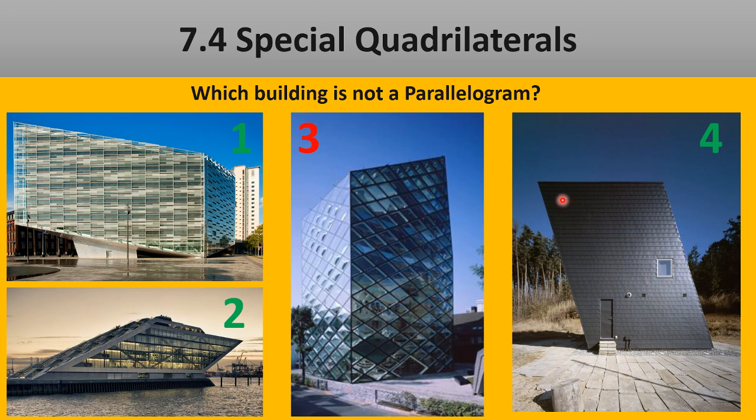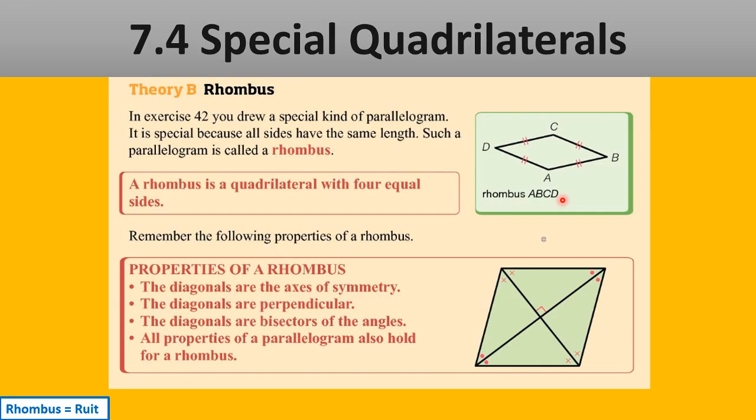Okay, let's take a look at the next special quadrilateral, the rhombus, or in Dutch called de ruit. You could say that a rhombus is a special case of a parallelogram. They say a rhombus is a quadrilateral with 4 equal sides. Dus een ruit is een vierhoek met 4 gelijke zijdes.